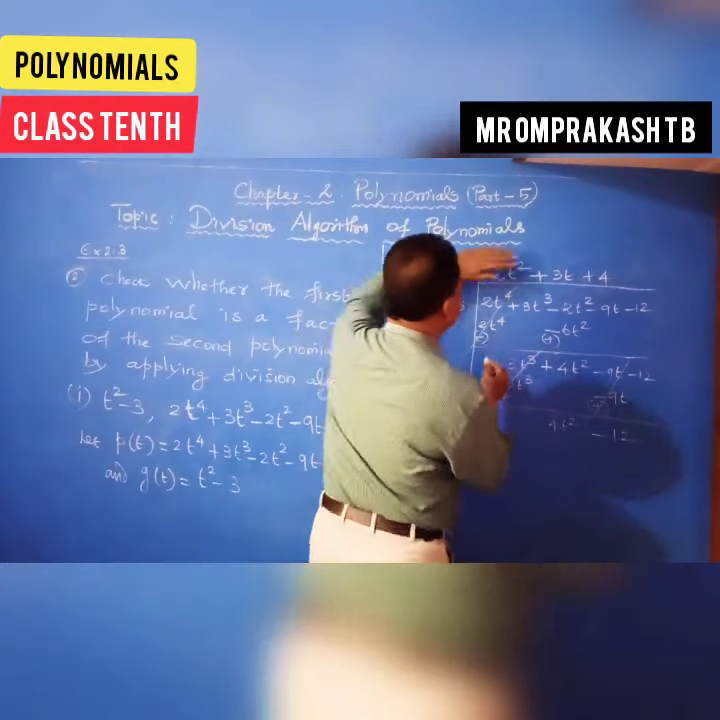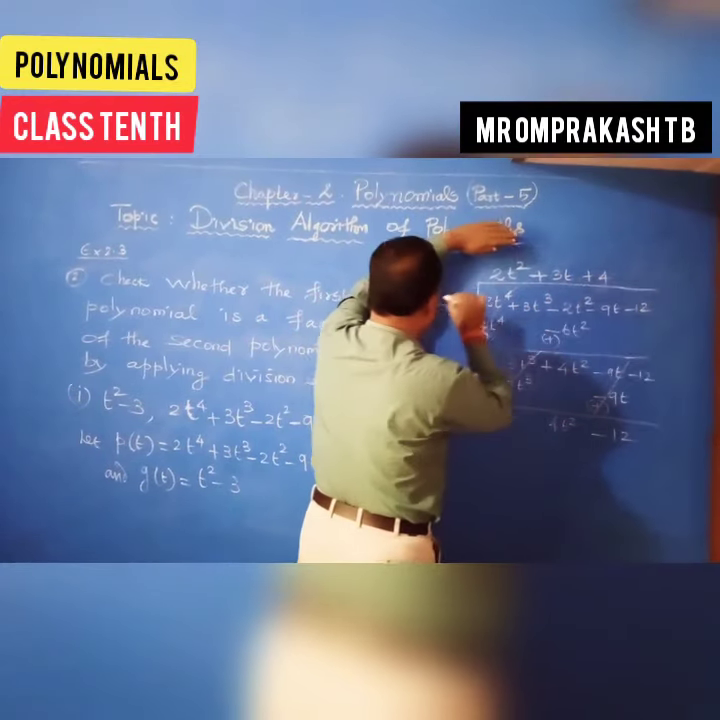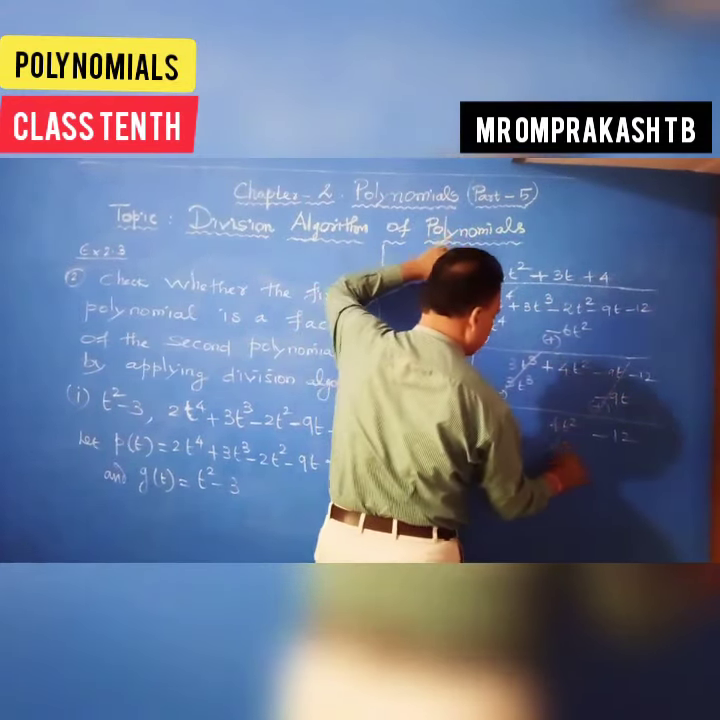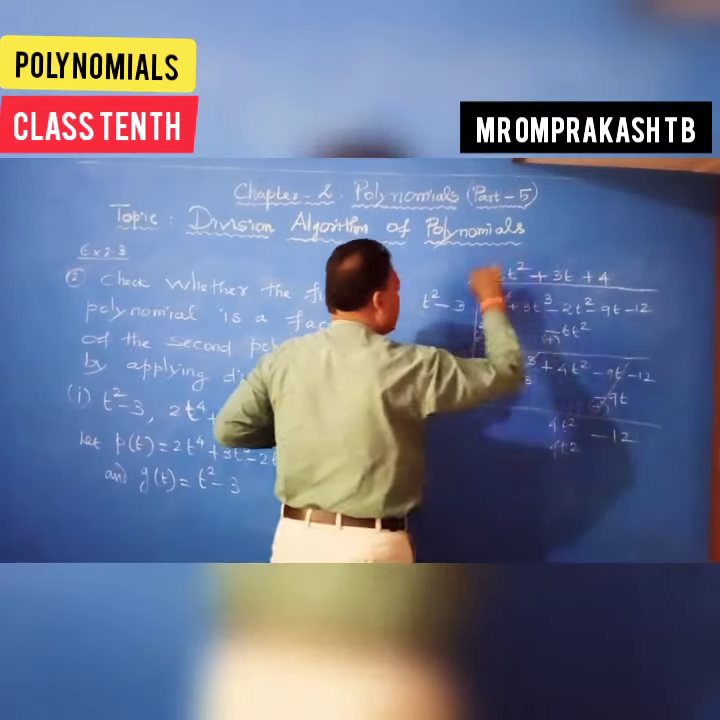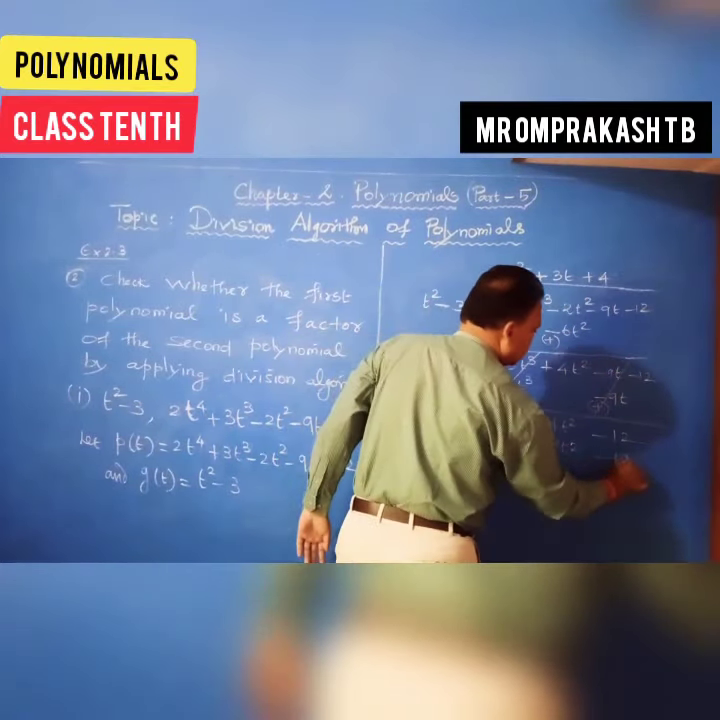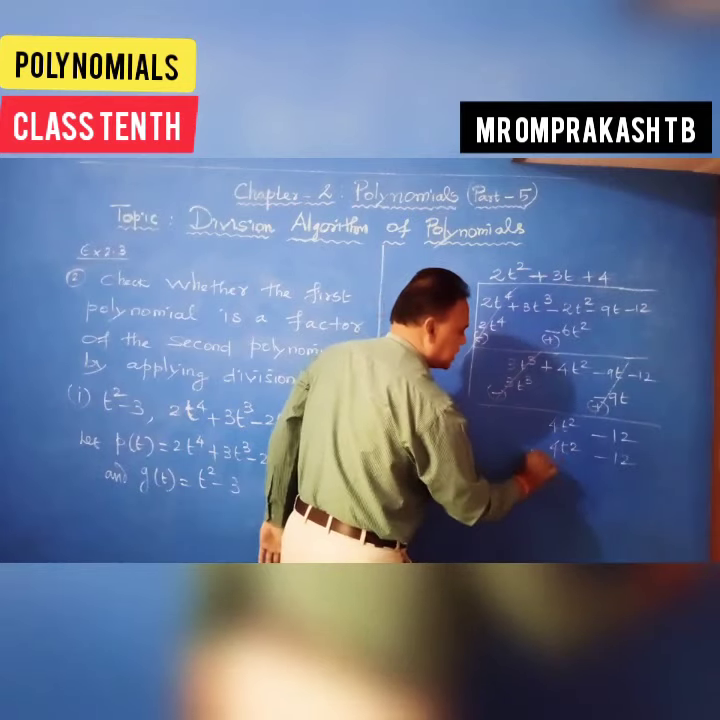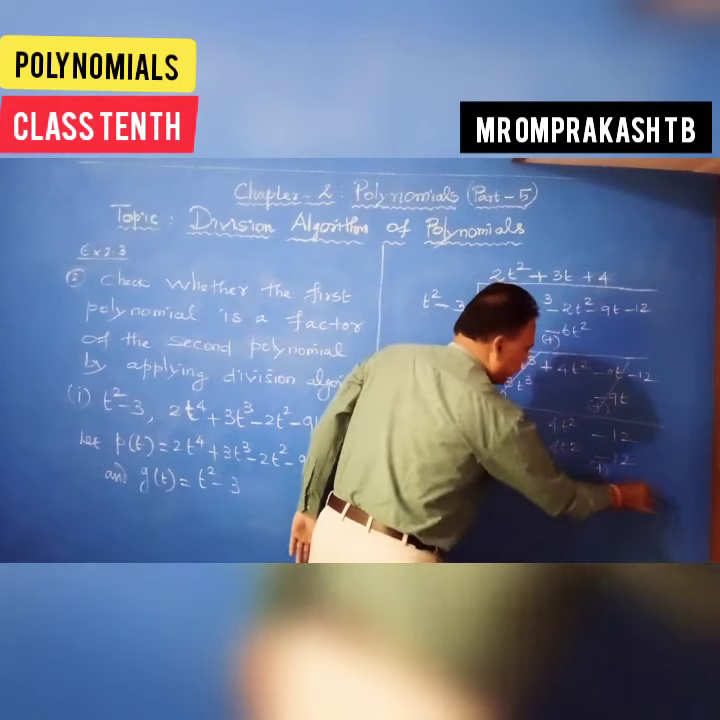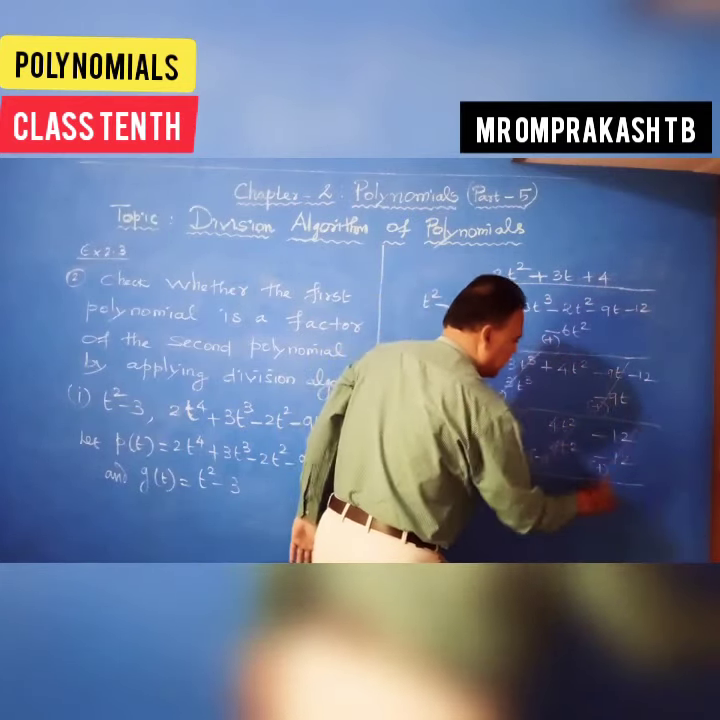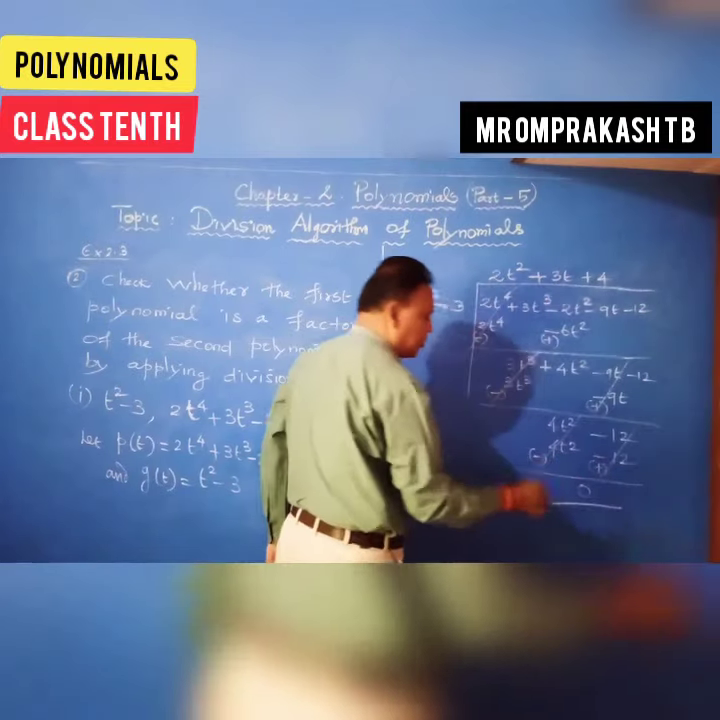So now these two terms, ignore it. Multiply with this: 4t^2, plus 4 into minus 3 is minus 12. Same thing you will get. So again change the sign. Subtract, cancel. Everything cancels. So 0.